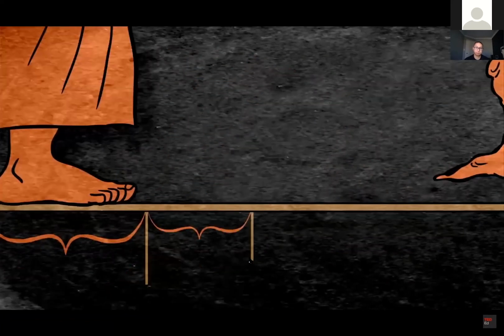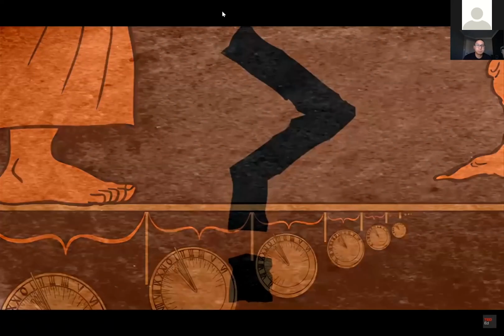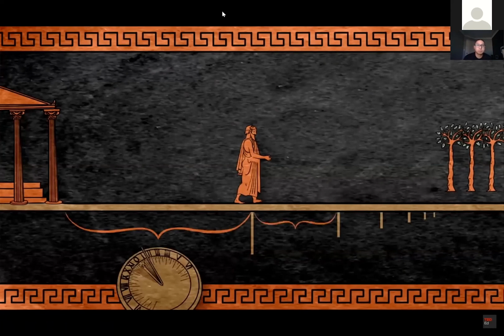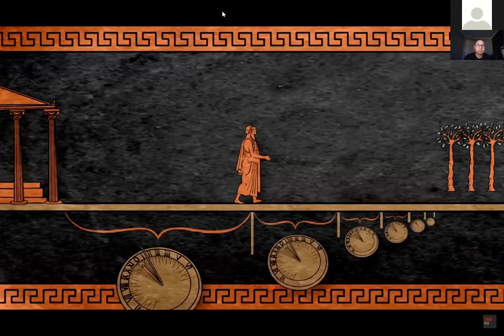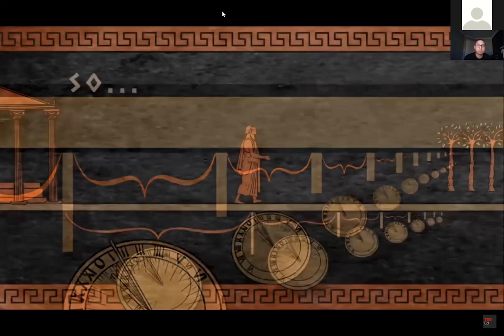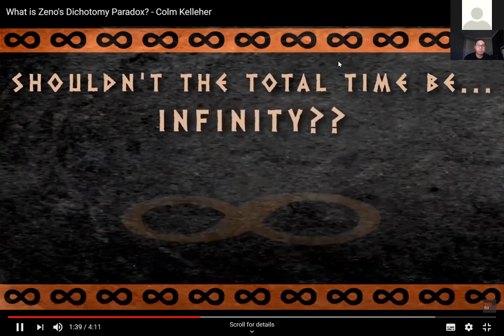You can see that we can keep going like this forever, dividing whatever distance is left into smaller and smaller pieces, each of which takes some finite time to traverse. So, how long does it take Zeno to get to the park? Well, to find out, we need to add the times of each of the pieces of the journey. The problem is, there are infinitely many of these finite-sized pieces. So, shouldn't the total time be infinity?